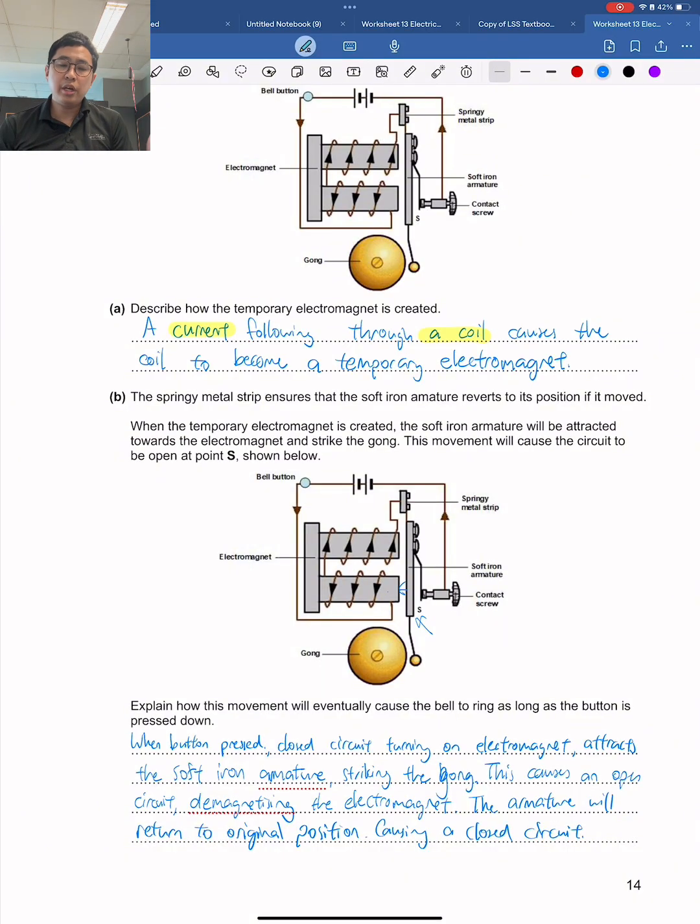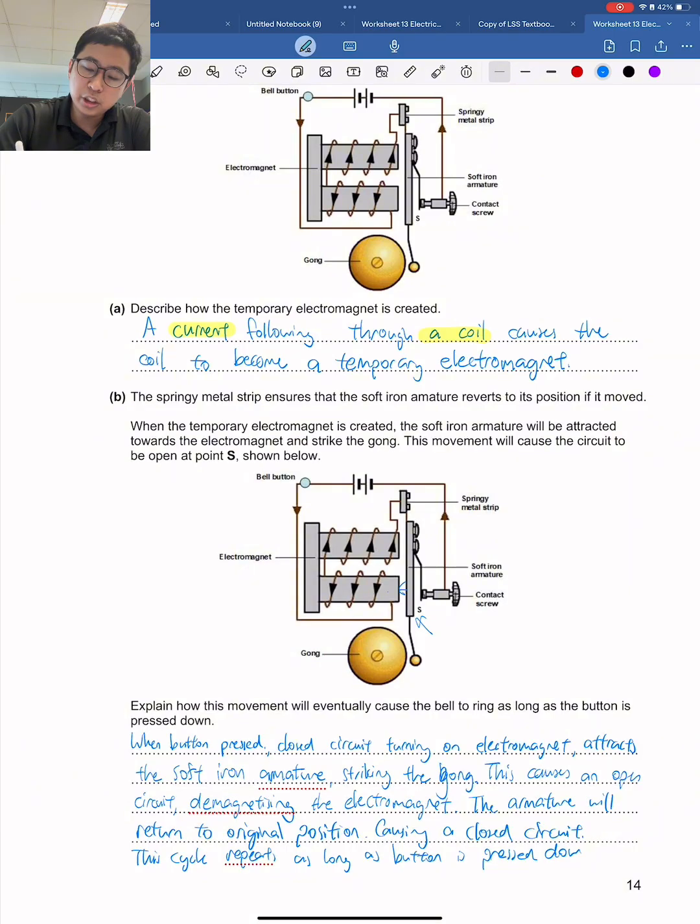Okay, so now we have established that once the button is pressed, there's a closed circuit. So now we have established that there's a cycle. Then after you talk about it being a cycle, this cycle repeats as long as the button is pressed down. Because when the button is no longer pressed, there's no longer a closed circuit, and then the armature won't be attracted to the gong.